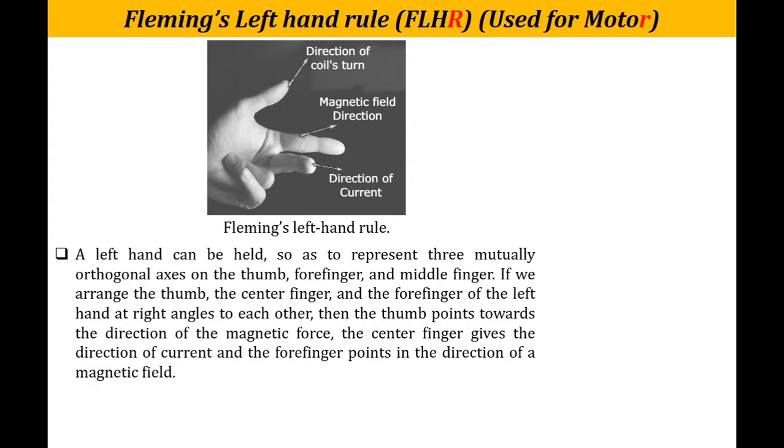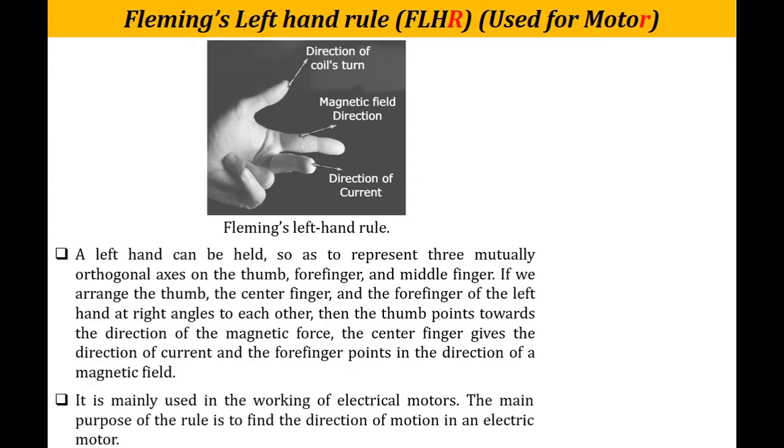So in that case what you will observe, this is your F, this is B and this will be I. What does it indicate? F is nothing but the force which is there on the conductor. B is nothing but the direction of the magnetic field, and I is nothing but the direction of current. So this is what is Fleming's left hand rule.